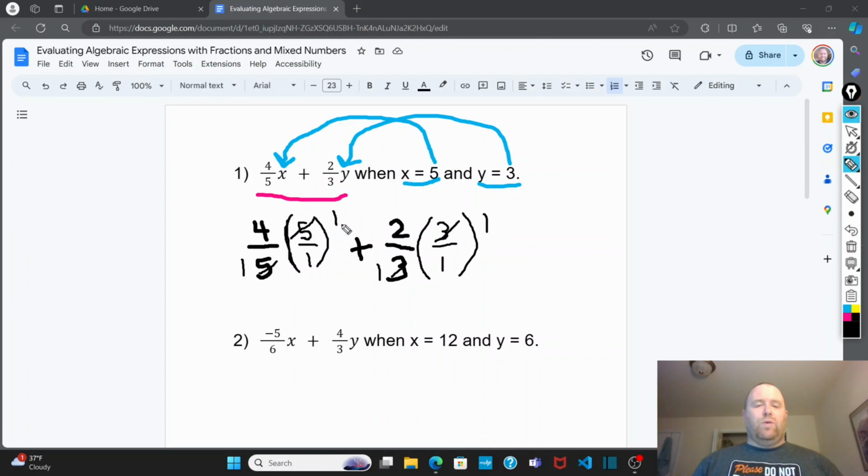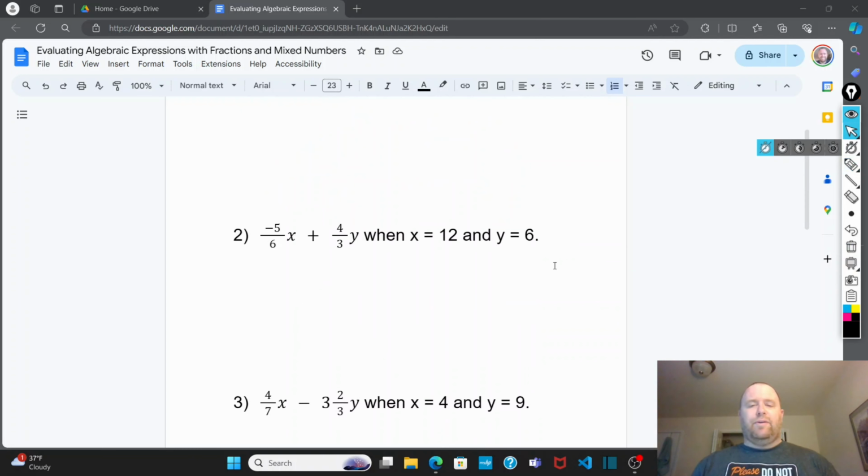So we do 4 times 1 divided by 1 is 4. So we have 4 plus 2 times 1 divided by 1, which is just 2/1 or 2. So we have 4 plus 2, and that expression evaluates to 6. So 6 is our solution to number 1. Okay, so take a snapshot. I'm going to clear the stuff up and we'll move to the next problem.